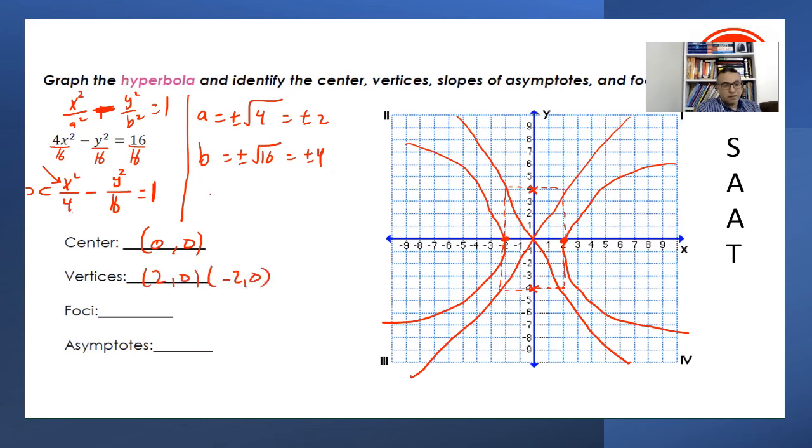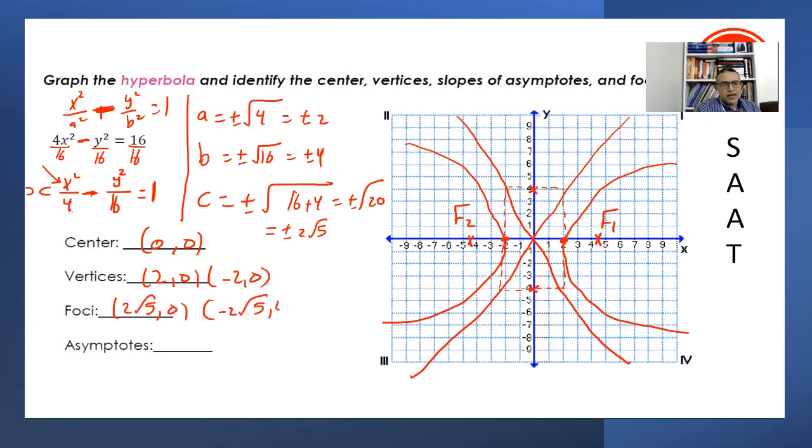But what about the focus points, or the foci, the 2 points? C is equal to positive and negative root. If this sign is minus, you are subtracting the two numbers? No, you are adding the two numbers. This is a common mistake. If it's a plus in the ellipse, you are subtracting the numbers. But if it's minus, you are adding the numbers. So 16 plus 4, which is equal to positive and negative root 20. Root 20 is positive and negative 2 root 5, which is approximately 4 point something. So here is the first F1, and here is the second focus point. So the foci are 2 root 5 and 0, and negative 2 root 5 and 0.